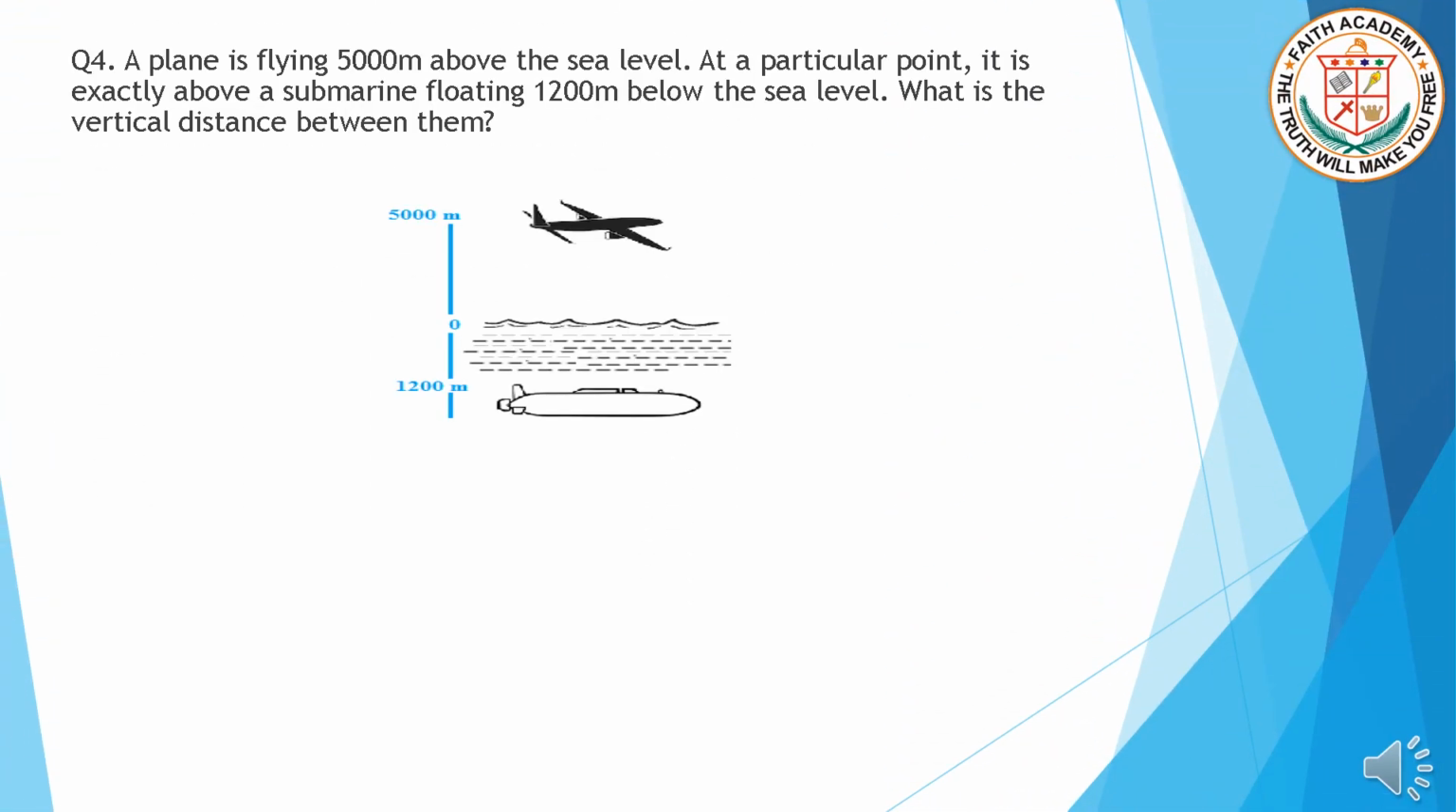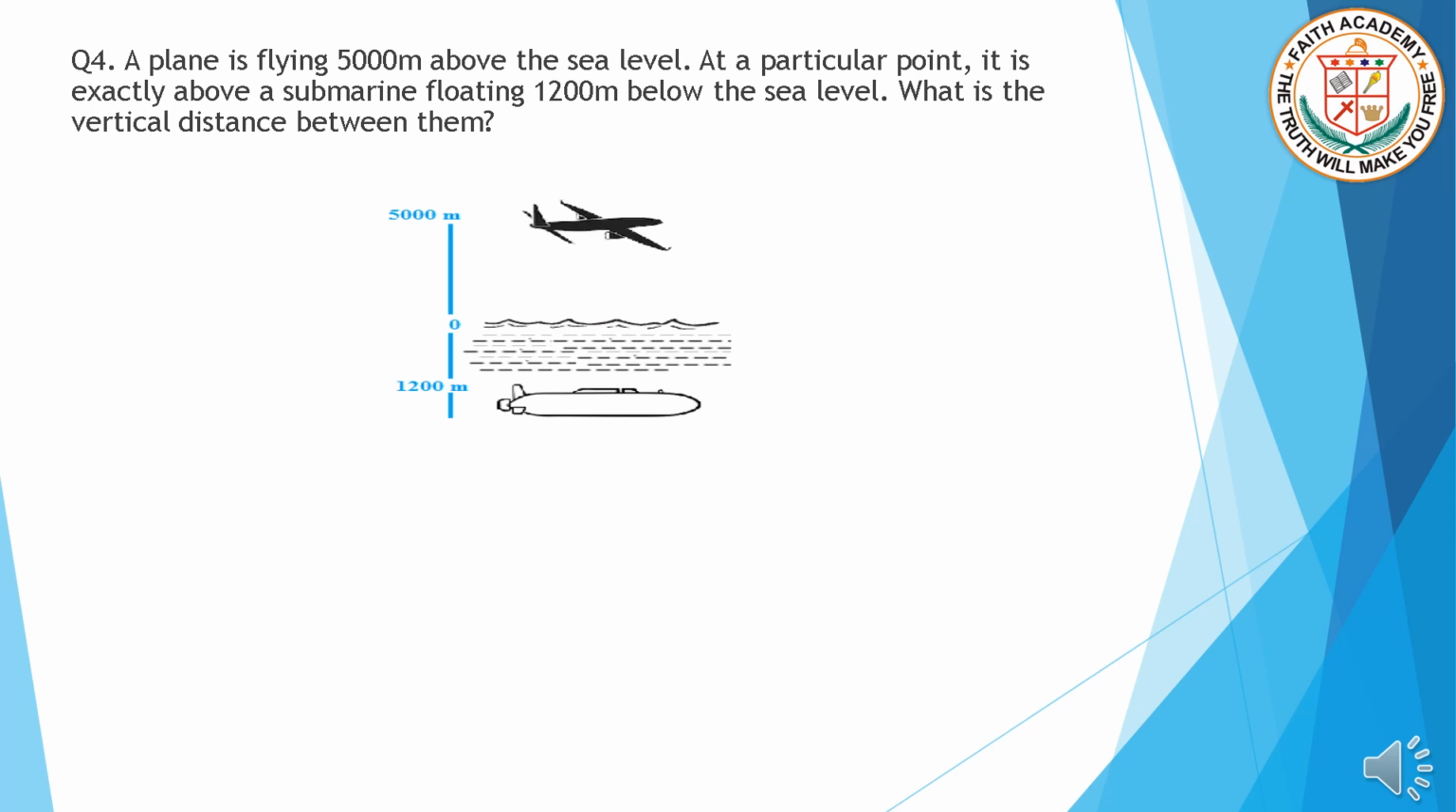Fourth question. A plane is flying 5,000 meter above the sea level. At a particular point, it is exactly above a submarine floating 1200 meter below the sea level. What is the vertical distance between them?